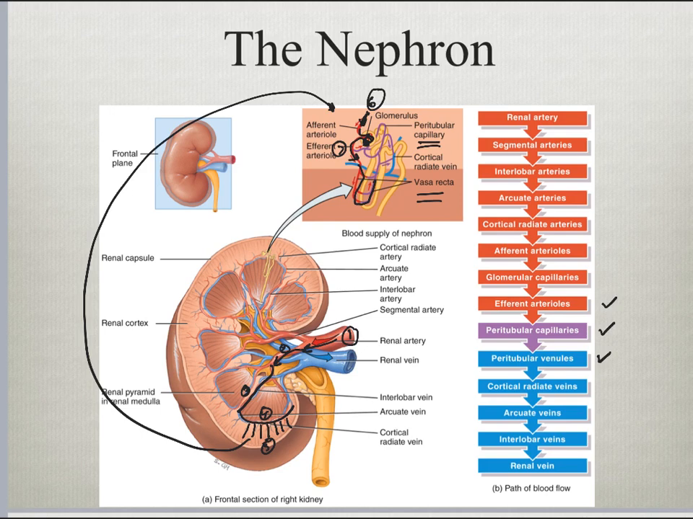Now, from our peritubular venules, we're going to reverse back down. We're going to have our cortical radiate vein. If we come back and switch it over to white, we'll pick up right here at our cortical radiate vein. Remember, we're flowing this way. From our cortical radiate vein, we're going to hit our arcuate vein. From our arcuate, we're going to go in between the pyramids, our interlobar. And from our interlobar, there is no segmental. We go directly out to our renal vein.